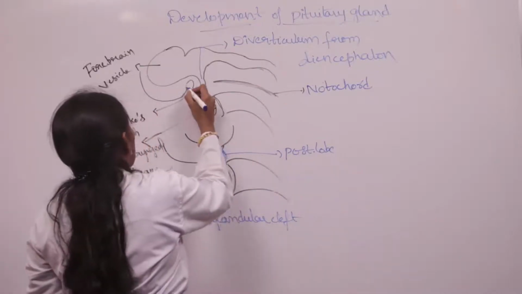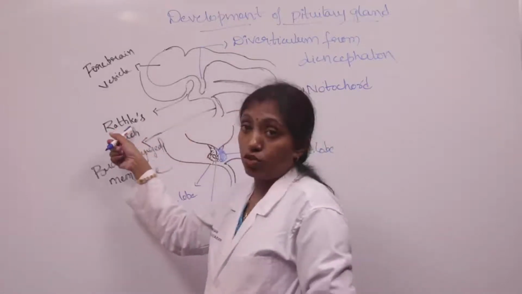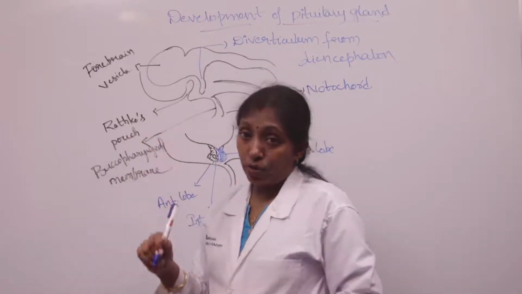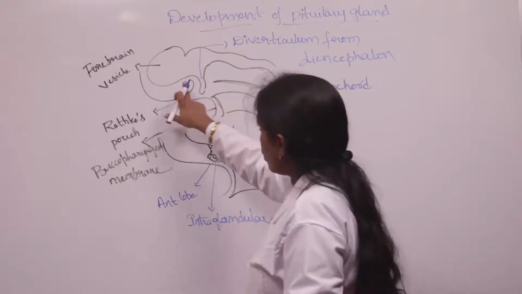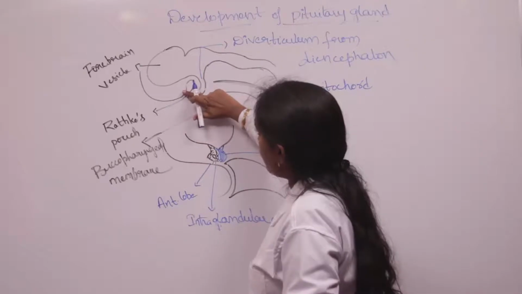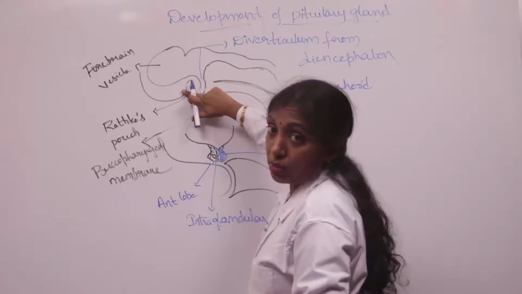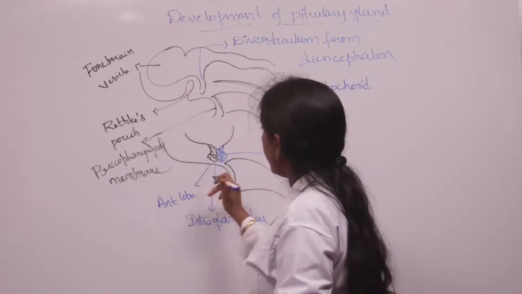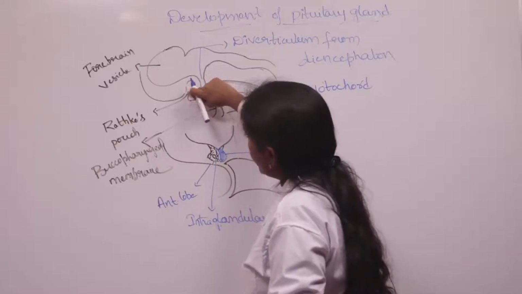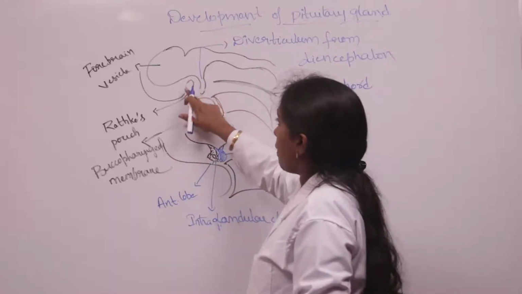This ectodermal diverticulum which grows upwards, we call Rathke's pouch. Then what happens here is, due to the overgrowth of the mesoderm, this Rathke's pouch gets cut off from the roof of the stomatodeum. See here, Rathke's pouch gets cut off here.